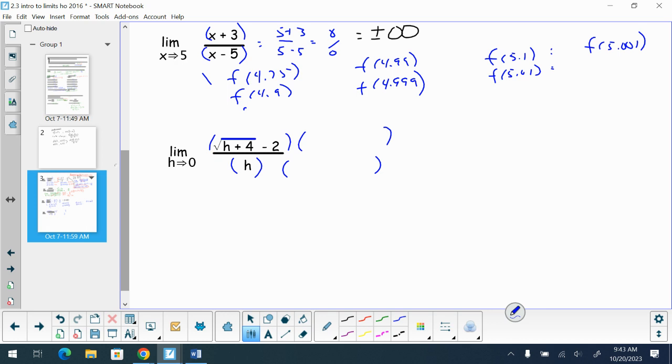We can multiply numerator and denominator by the exact same thing to make an equivalent fraction. But we want to take a look at its conjugate. What's the conjugate of the square root of h plus 4 minus 2? What's the conjugate of that? Square root of h plus 4 plus 2. There we go.